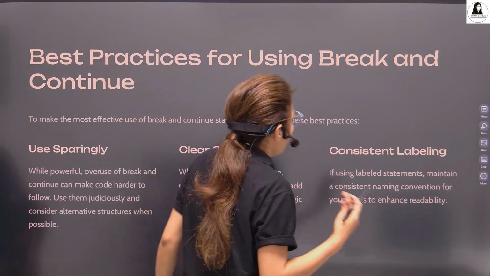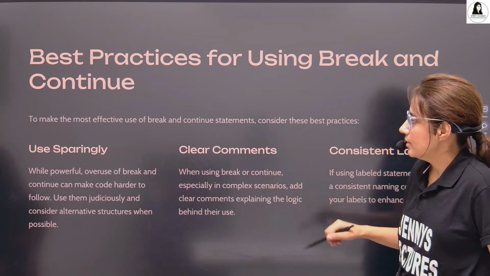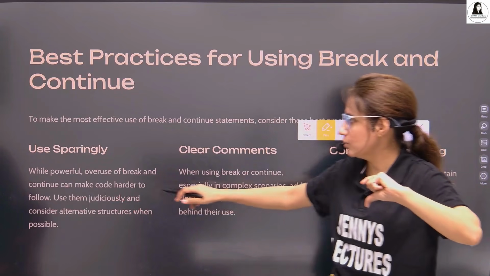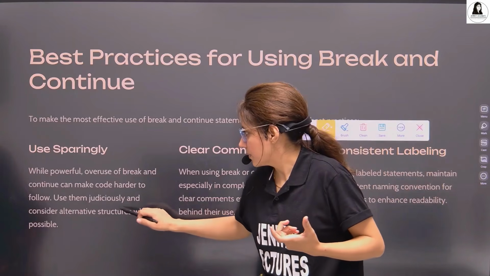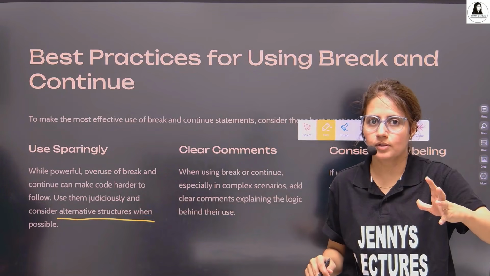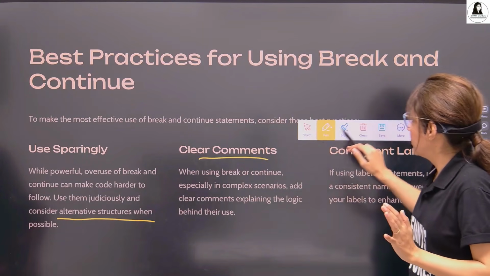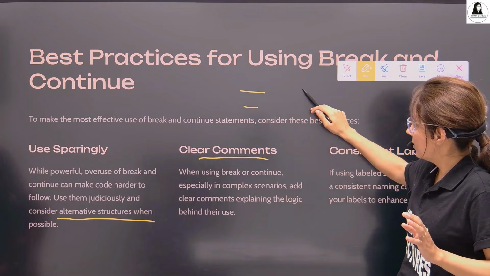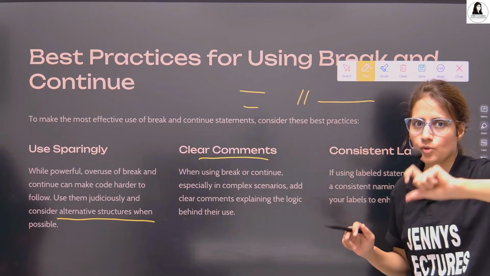Now, how to use these break and continue statements? Basically, I've told you overuse is not good. Overuse of break and continue can make the code harder to follow and understand. So you have to use them only when you need them or when possible. Then only use the break and continue statements. And clear comments: when you are using labeled or any break or continue statement, just write down a description in a comment, like we are using this for this block, or this for this block.